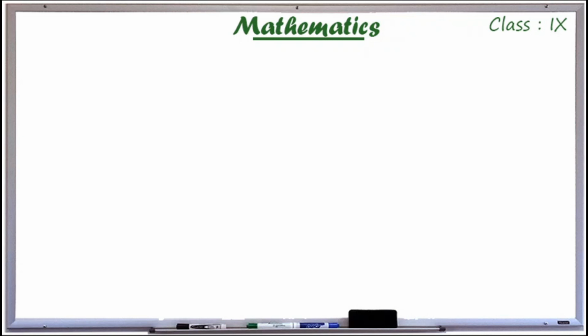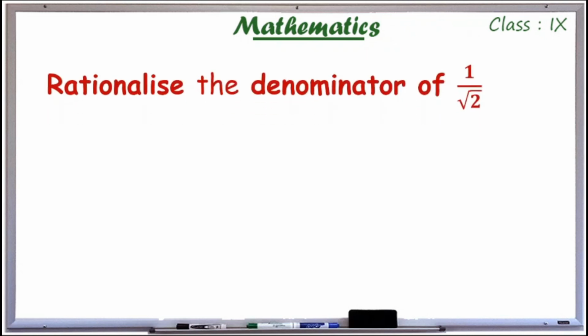Good morning, friends. Yesterday we were discussing irrational numbers, and today we are continuing that portion. Read this question. Rationalize the denominator means you have to remove the irrational number from the denominator. Now the denominator is an irrational number. We have to make it rational. That is what we mean by rationalize the denominator.